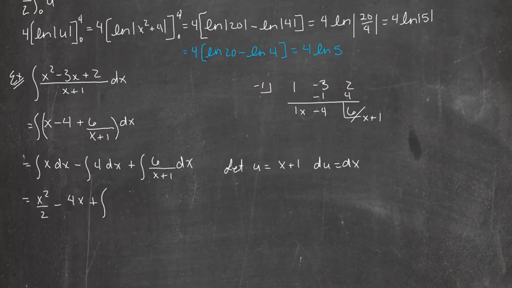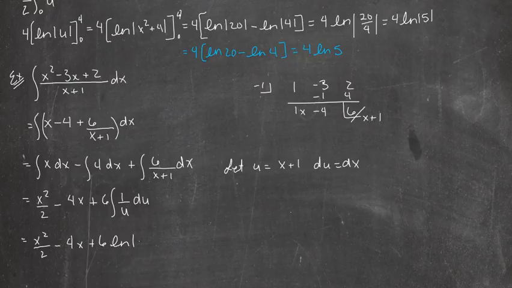And now I can make my substitution. So I'm looking for the integral of 6. Well, that's a constant multiple, so I can pull it out front. 6 times the antiderivative of 1 over u du. So I have x squared over 2 minus 4x plus 6 times the natural log of, what was my u, x plus 1, absolute value, plus c because it's not a definite integral.